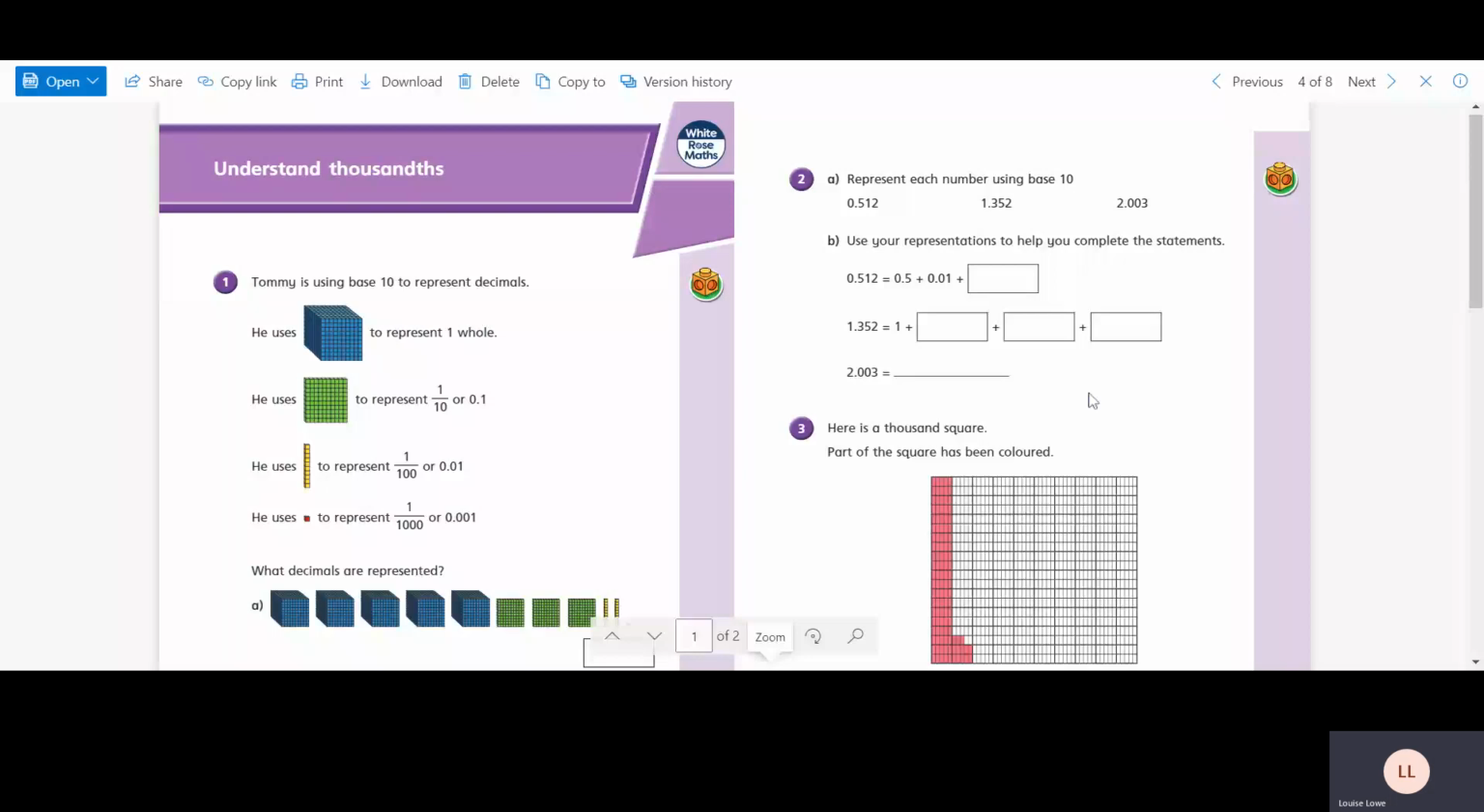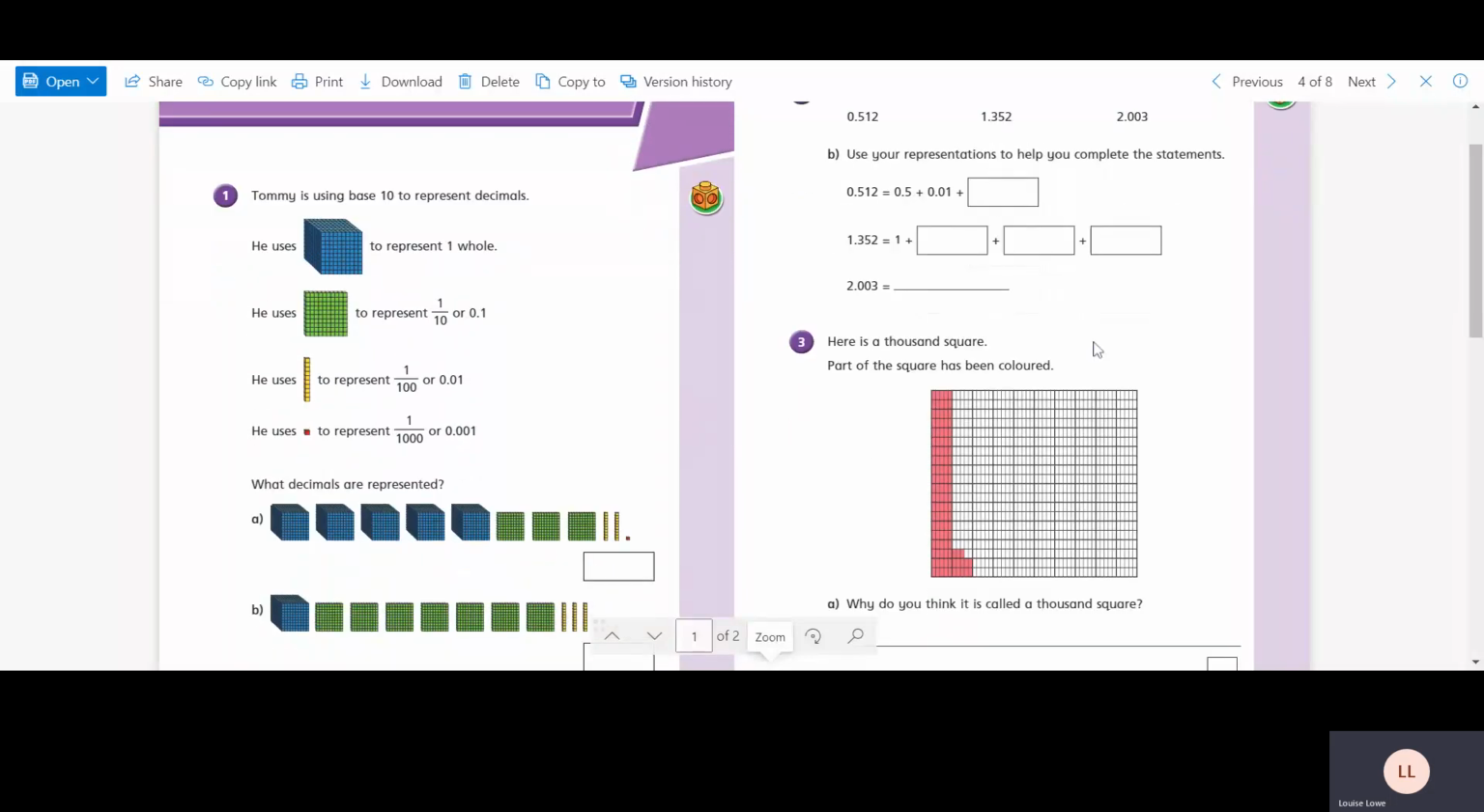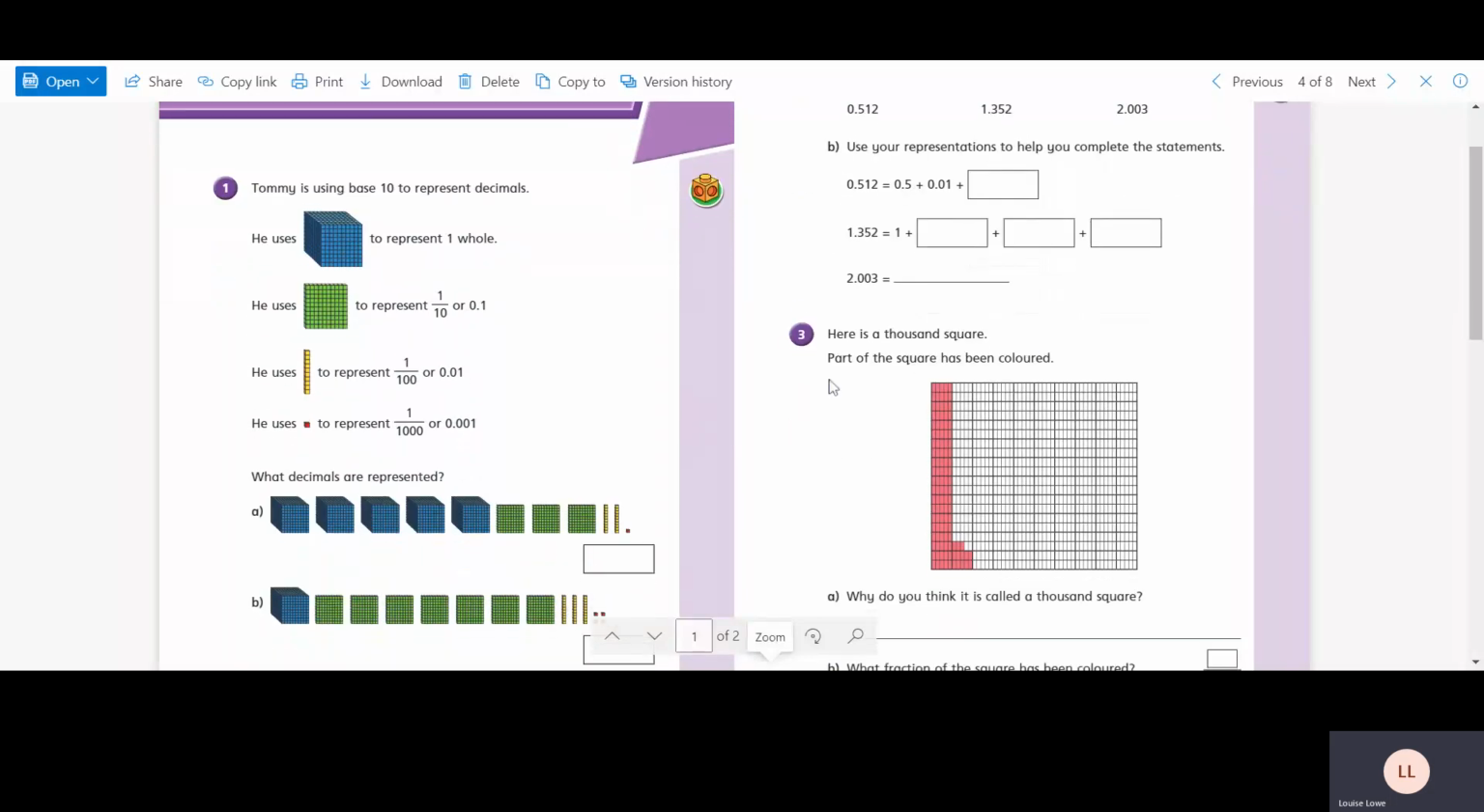Okay, right, so as you can see, this is today's work. When we're talking about thousandths, I want you to think of it in terms of place value and the place value chart that we use. So we have ones, tenths, hundredths, thousandths going across the top of our place value chart. Have that in mind or write it down somewhere if you want to.